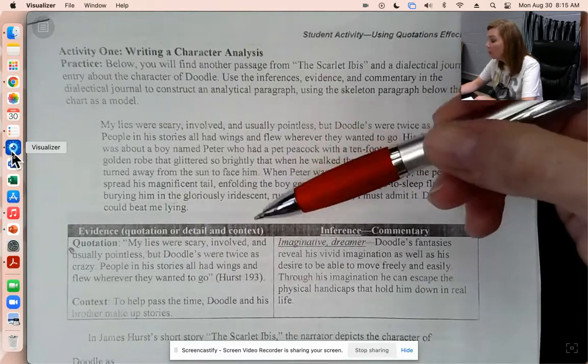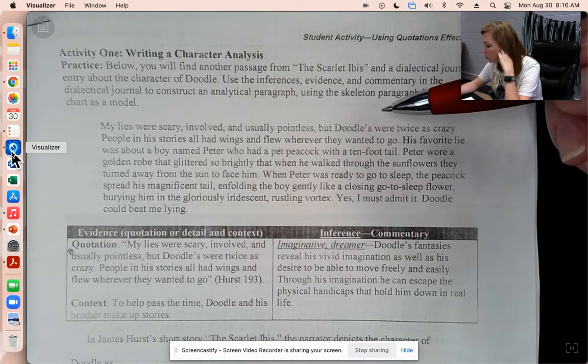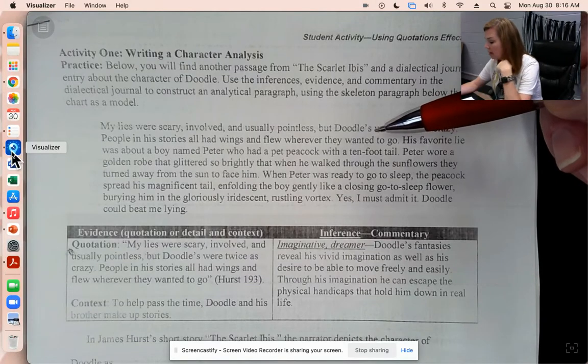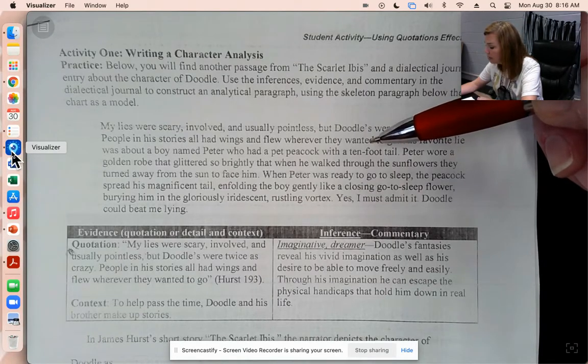All right. Here we go. We're reading this paragraph. "My lies were scary, involved, and usually pointless, but Doodle's were twice as crazy. People in his stories all had wings and flew wherever they wanted to go. His favorite lie was about a boy named Peter who had a pet peacock with a 10-foot tail. Peter wore a golden robe that glittered so brightly that when he walked through the sunflowers, they turned away from the sun to face him. When Peter was ready to go to sleep, the peacock spread his magnificent tail, enfolding the boy gently like a closing go-to-sleep flower, burying him in the gloriously iridescent, rustling vortex. Yes, I must admit it, Doodle could beat me lying."